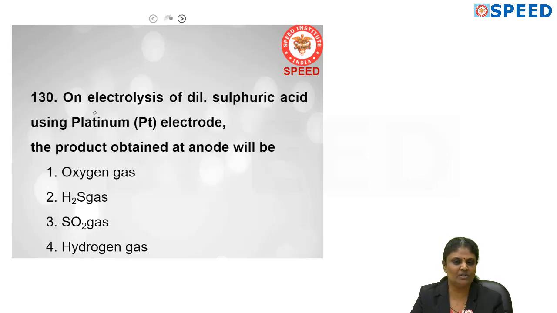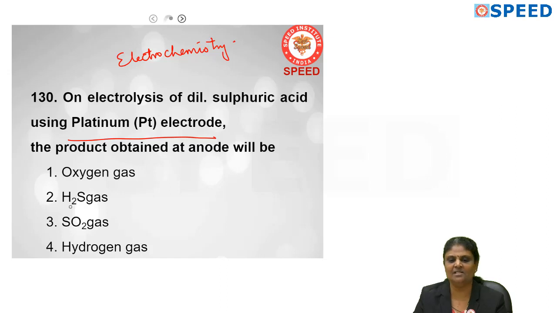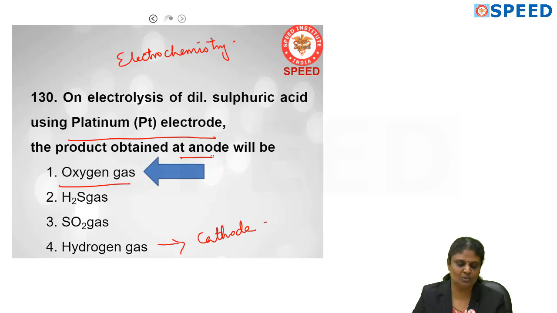And then the 130th question: on electrolysis of dilute sulfuric acid using platinum electrode. Okay, so this is also from the electrochemistry chapter. The options are oxygen gas, hydrogen sulfide gas, sulfur dioxide gas and hydrogen gas. I think oxygen gas is the correct one at the anode. Here both gases are released, oxygen gas as well as hydrogen gas. Hydrogen gas is liberated at the cathode end. This is only the anode.